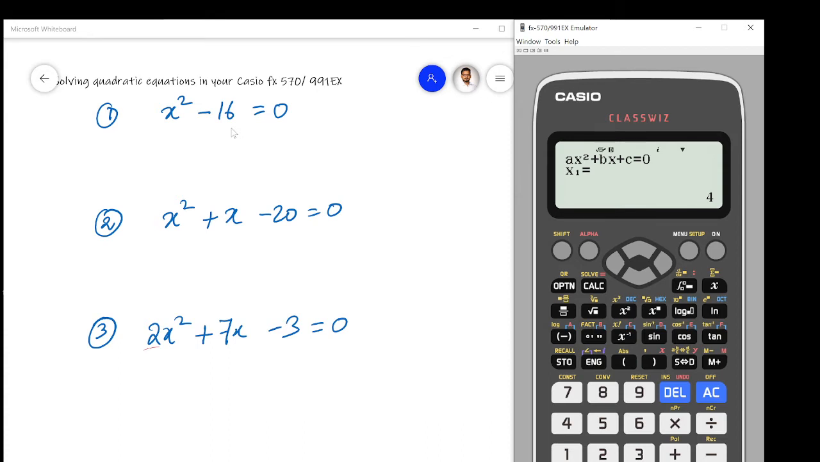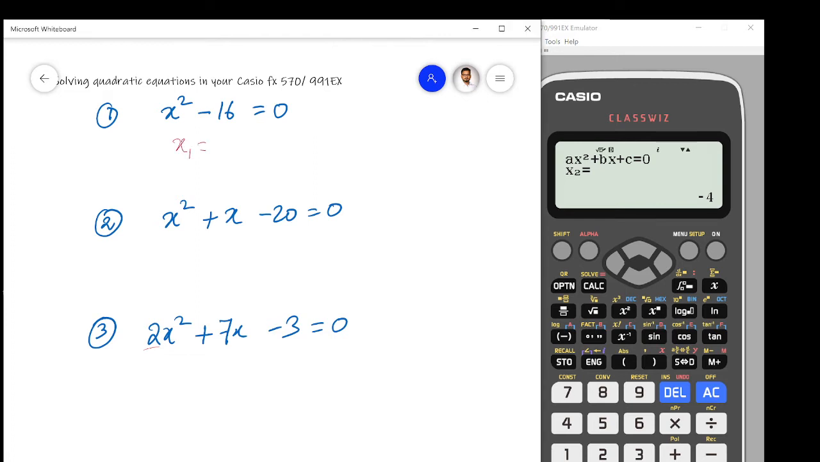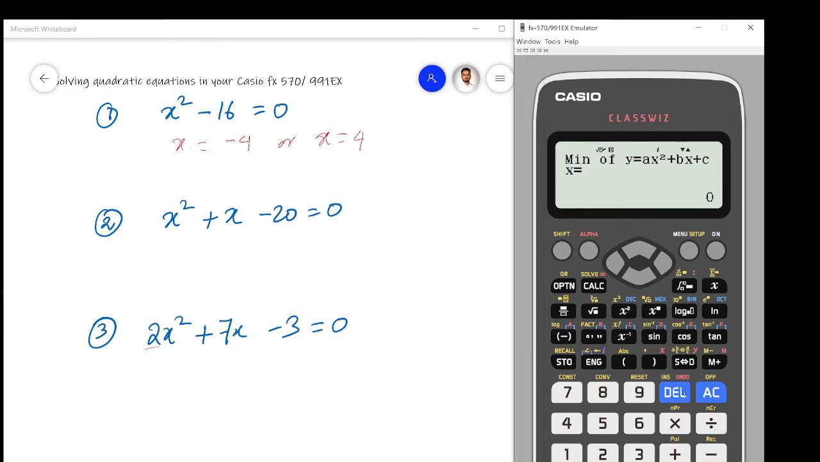So my first solution is plus 4 and my second solution is minus 4. So here I got x1 is equal to minus 4 or x2, or you can say x is equal to, since we are using the word or, x is equal to plus 4. Let's do the second equation.